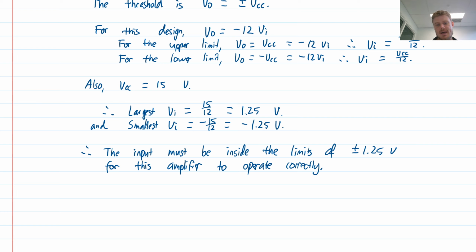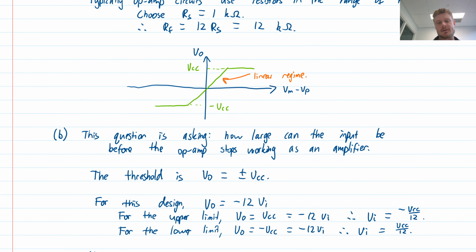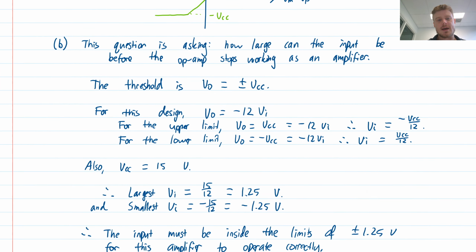So we analyze that limit, the range of operation, by just considering what will cause the output to hit that maximum, which is our power supply. And of course we have two limits. There's a positive and a negative limit. So whatever value for the input is going to cause the output to hit those limits, that defines the largest and smallest possible values that you can have for your amplifier circuit.